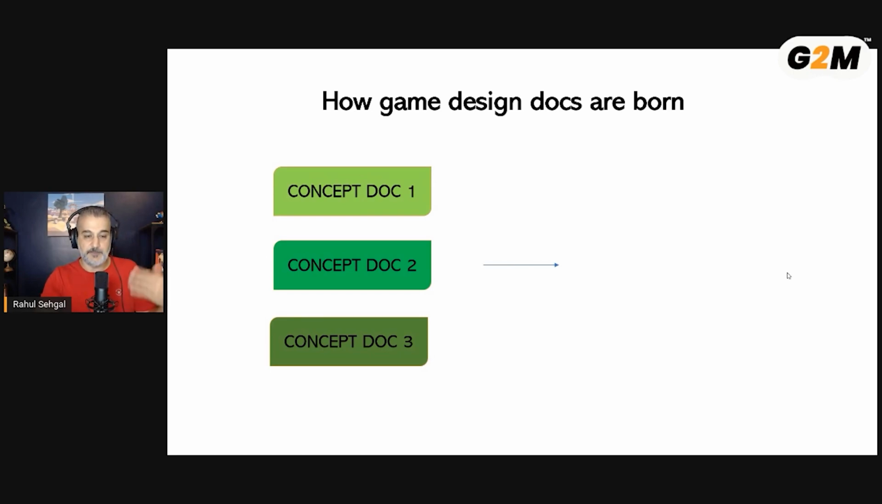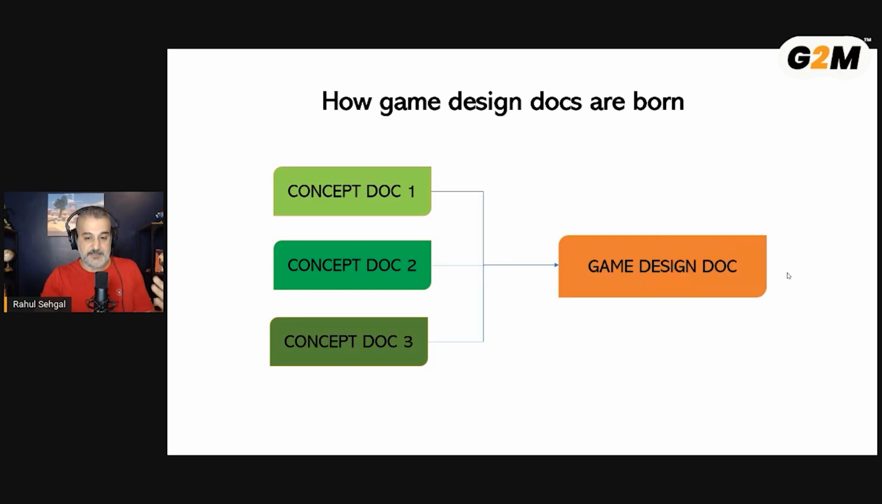A concept document is a very brief document, and from the concept document, you extend it, you expand it, you describe that game in much, much more detail. And from that, a game design document is born. So a concept document is basically the progenitor or the father of the game design document, but it's a very small father. I know that's weird, but I'll show you how that happens shortly.